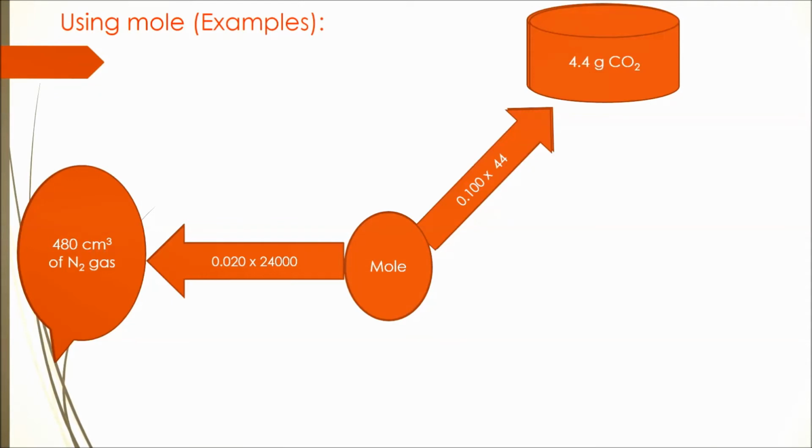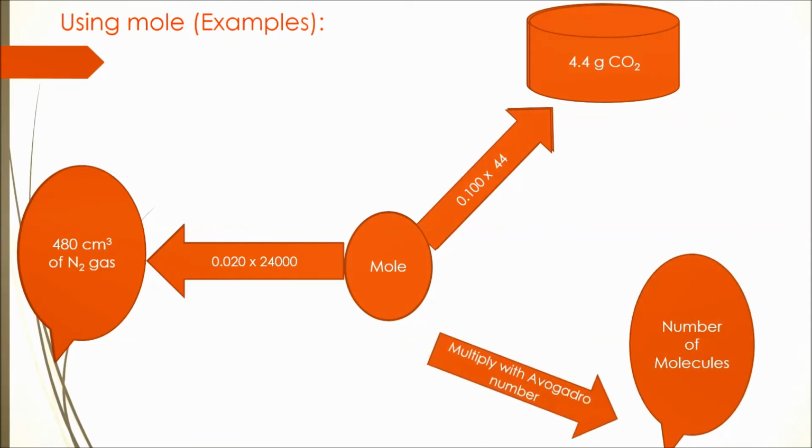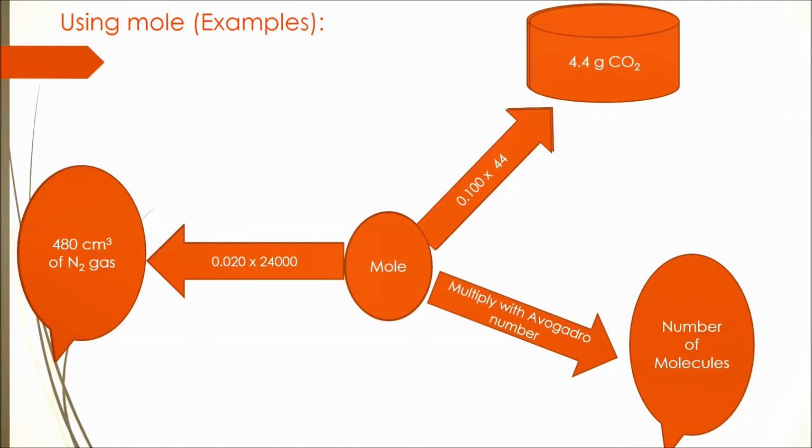And lastly, mole to be converted into what? Number of molecules. The way is still the same, multiplication with Avogadro number. This time we use the Avogadro number, as you want to convert this into a number. Example: 0.002 mole of water, and Avogadro number multiplication, we get 1.2 into 10 to the power 21 molecules of water.